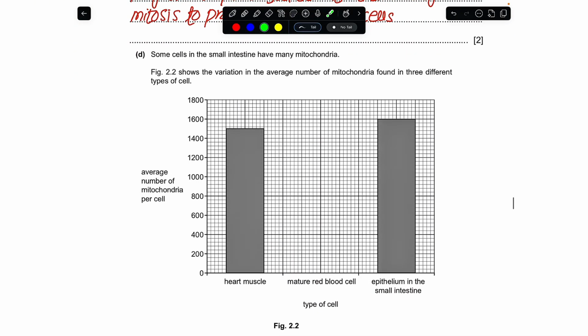If I were to come toward the D part, here they say that some cells that we have in the small intestines have many mitochondria. We have been doing many past paper questions, and these are the epithelial cells within the small intestines that possess a lot of mitochondria. In the graph below, they have given us the average number of mitochondria found in 3 different cell types. We have the heart muscles, then the mature red blood cells, and then the epithelium in the small intestine.